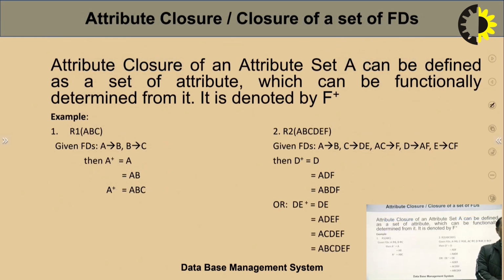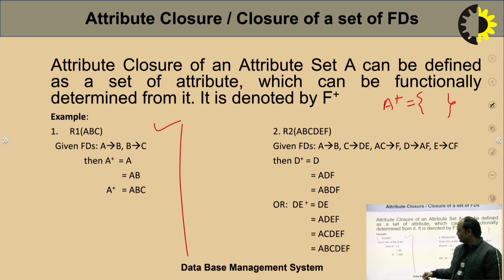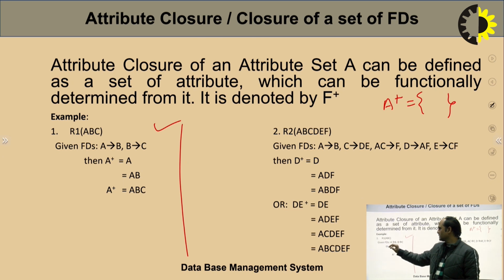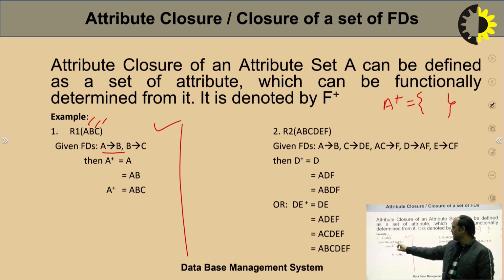So now let's talk about closure. What is closure? The closure of an attribute can be defined as the set of attributes which can be functionally determined from it. It can be represented by the plus sign. Suppose we have an attribute A, then we denote it by A plus. Let us take the first example: R1 is a relation with three attributes A, B and C, and the functional dependencies given are A tends to B and B tends to C.